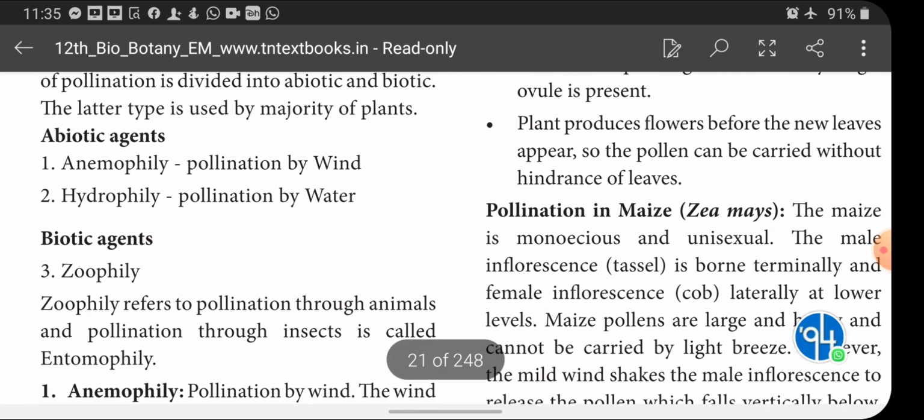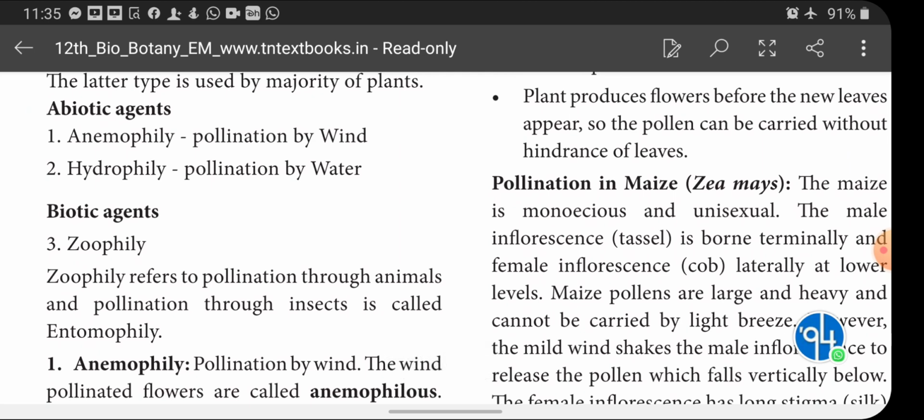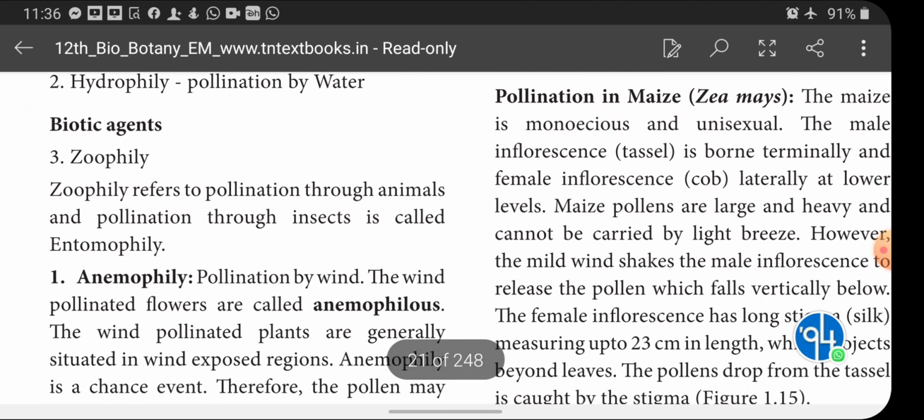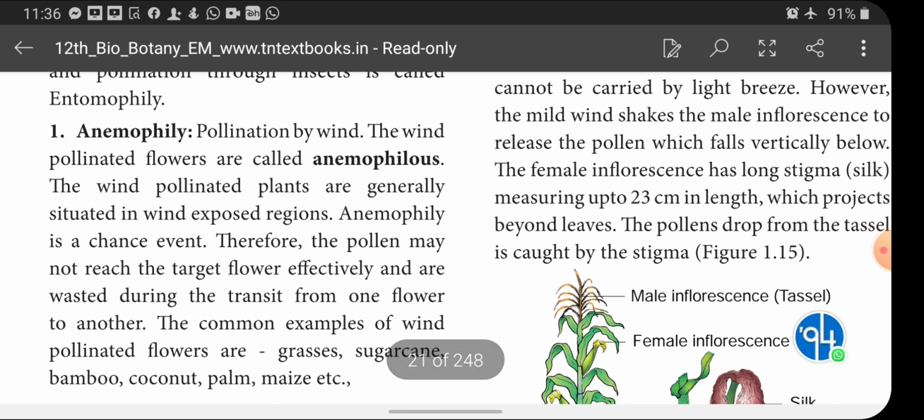Let's see about abiotic agents. Anemophily, that is pollination by wind, and hydrophily, that is pollination by water. And the biotic agent is zoophily. Zoophily refers to pollination through animals, and pollination through insects is called entomophily. Anemophily is pollination by wind. The wind pollinated flowers are called anemophilous flowers. The wind pollinated plants are generally situated in wind exposed regions only.